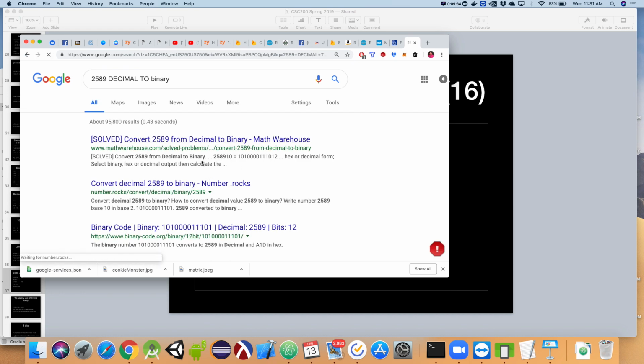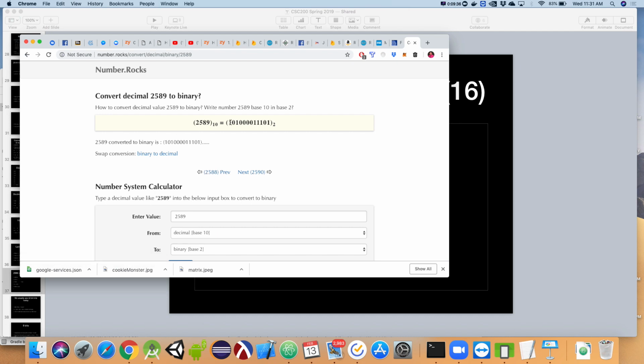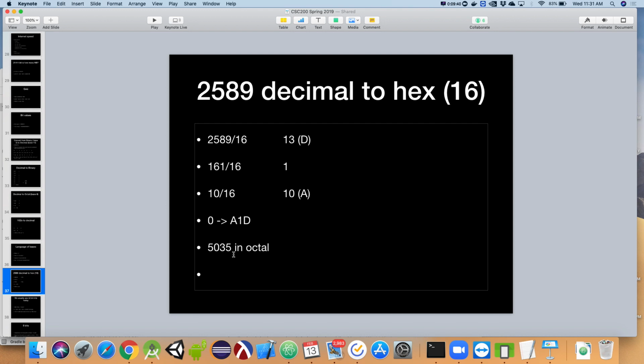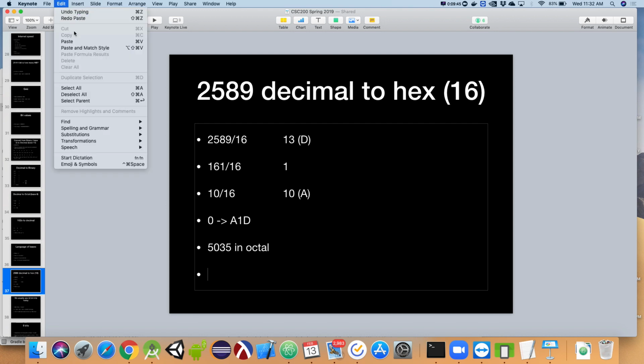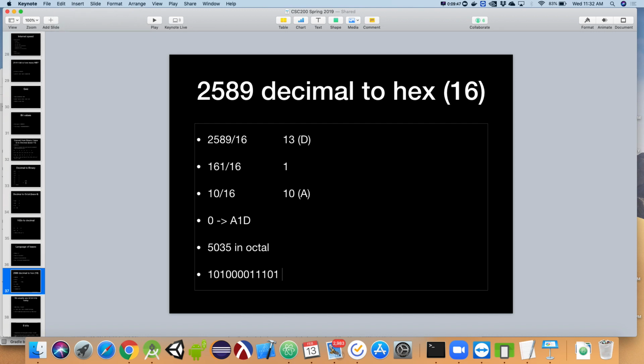So this is going to be a scary binary number. All right, so this is hexadecimal, this is octal, this is binary.